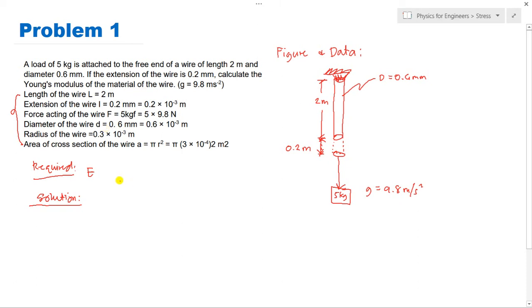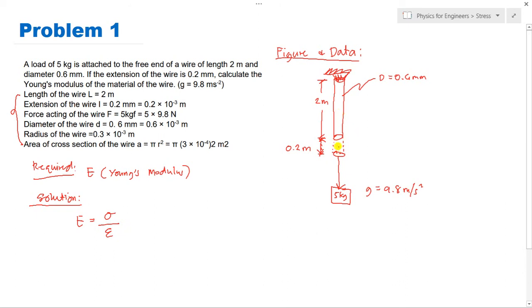Okay, so solution. Since gipangita si E, of course, atong gamiton ang formula for E, which is the Young's modulus or the modulus of elasticity, right? So E is just equal to the ratio of, okay, stress over strain. So sigma over epsilon, and then unsa nga type of stress?